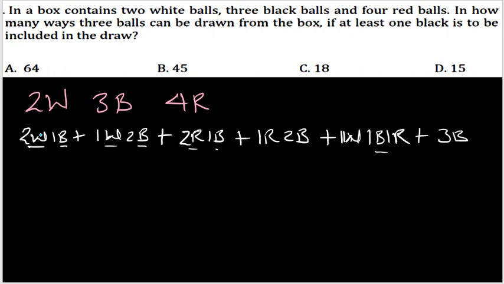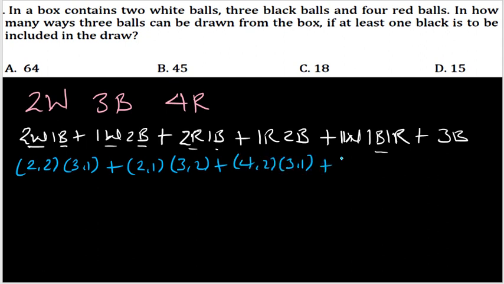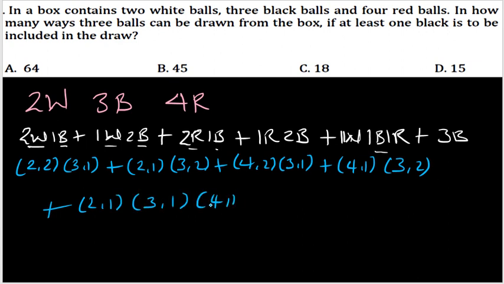So let us combine this. 2 white means 2 combination 2, and 1 black is 3 combination 1. This is one possibility, plus 1 white means 2 combination 1, and 2 black means 3 combination 2, plus 2 red means 4 combination 2 and 3 combination 1, or 4 combination 1 and 3 combination 2, plus still 1 white, 1 black, 1 red means 2 combination 1, 3 combination 1 and 4 combination 1. From each 1 1 1 combine. This is one possibility, plus all the 3 black means 3 combination 3.